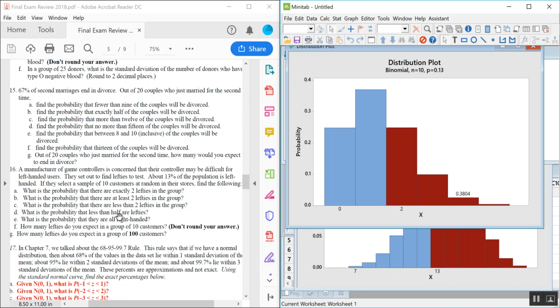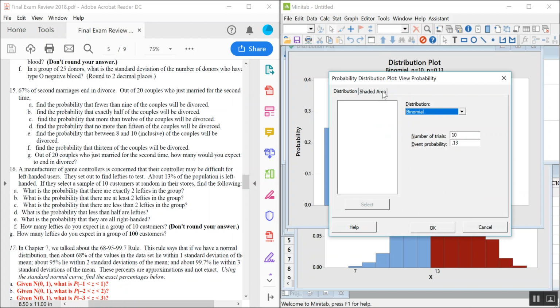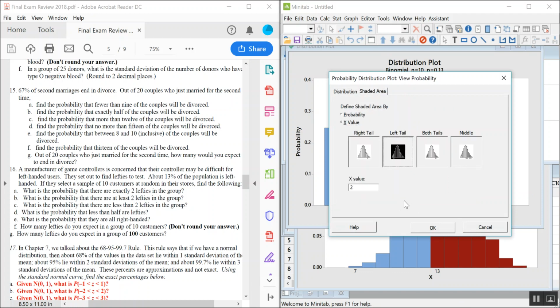D is interesting. What is the probability that less than half are lefties? So if there's 10 of them, half would be 5 or less. I bet you that's going to be almost everything. Let's find out. So let's hit our edit dialog box. Here I want to go to the left of 5, because less than half. Ooh, less than half, not less than or equal to. Ooh, I got to do less than 4. Yeah, because it could be 4, 3, 2, 1, or 0 that are lefties, and that would be less than half of them. Let's see how this goes.